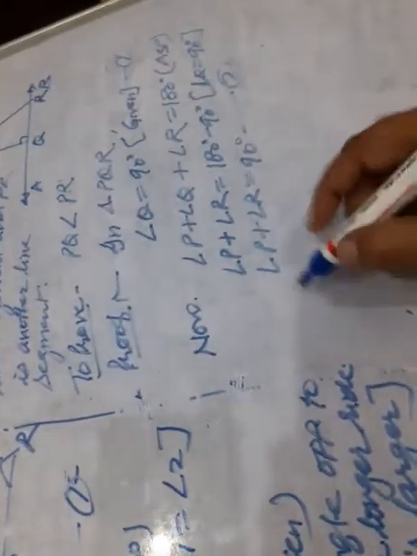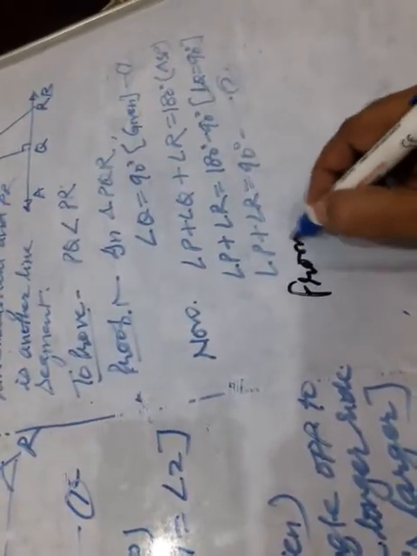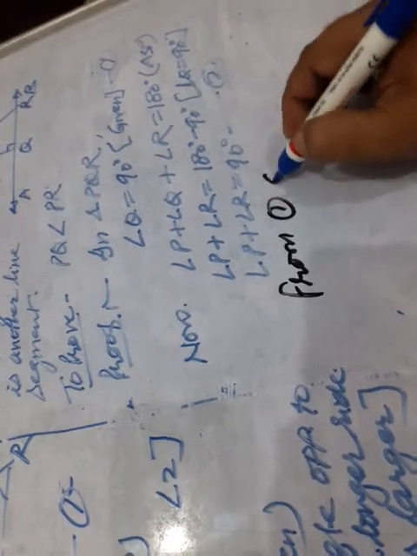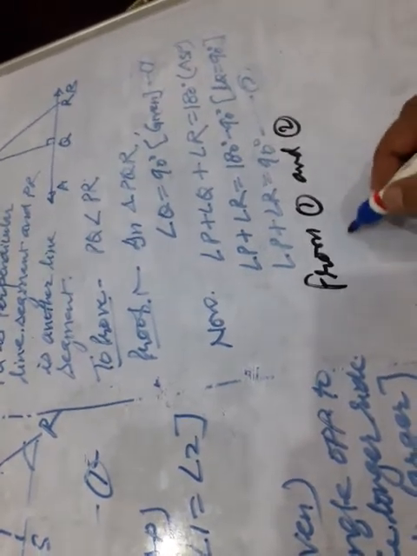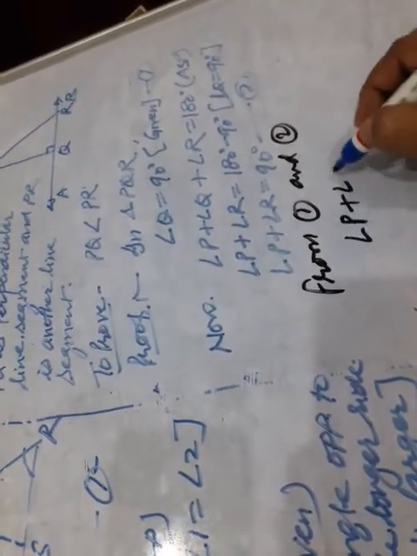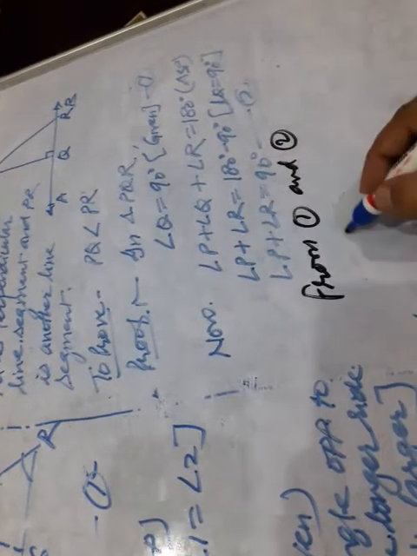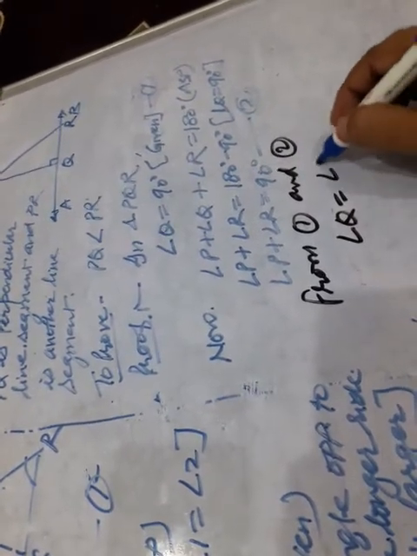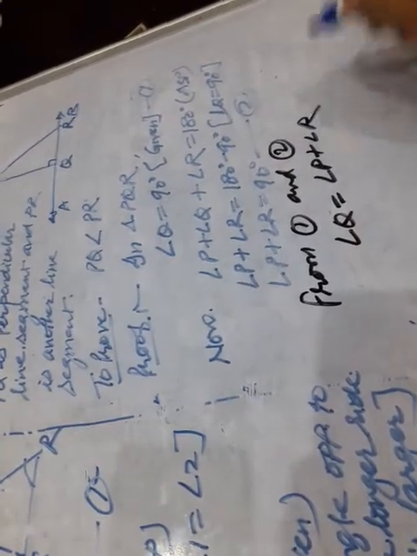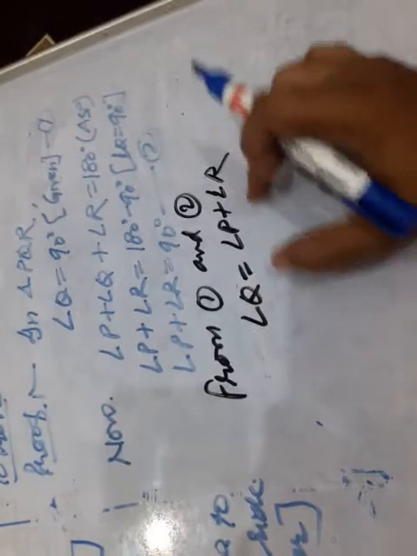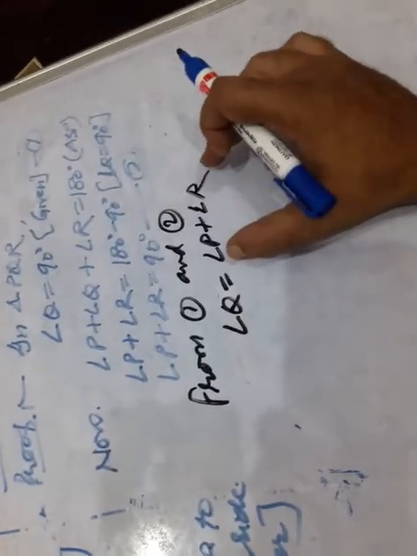From 1 and 2, what do we get? See, their right hand sides are equal. This implies that angle Q equals angle P plus angle R. Okay, children? Now from here, this is the turning point. Angle Q is equal to the sum of angle P plus angle R.